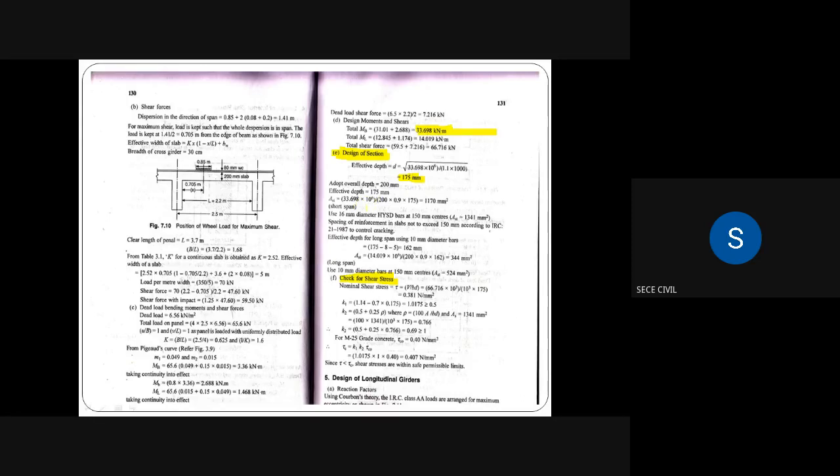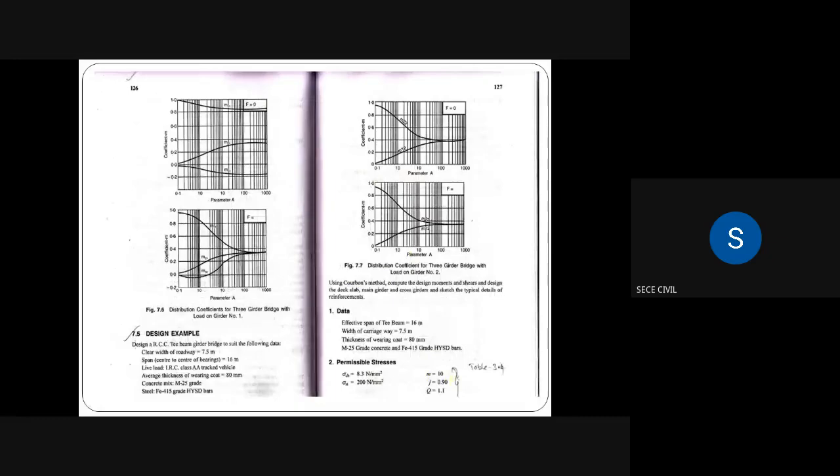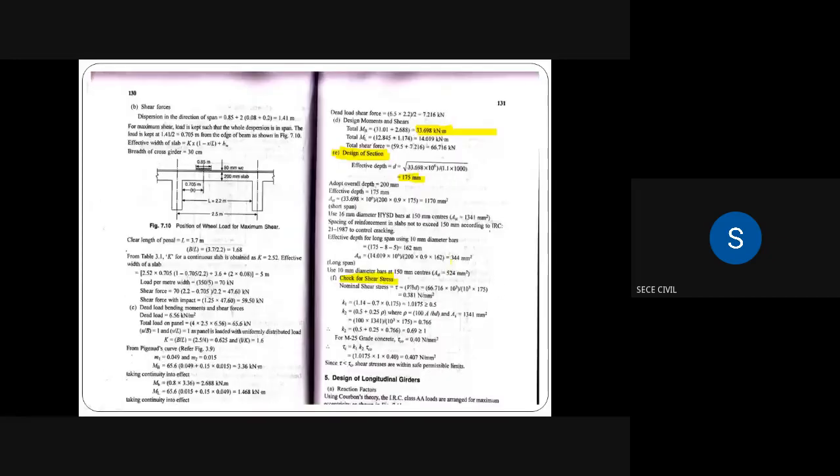33.698 into 10 power 6 divided by overall depth into permissible constant j. J only, 0.9. Okay, j value we have to take. So 0.9 into effective depth 175. So this is the formula only: M totally divided by 200, where 200 is the overall depth, then j value 0.9 into effective depth 175, is equal to 1170 mm square. So 1170 is the AST calculation in short span.